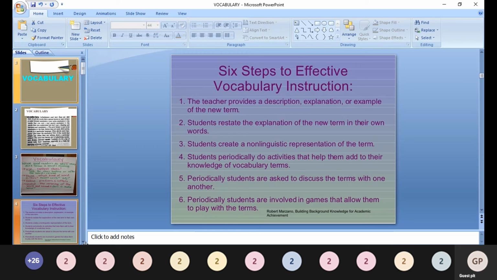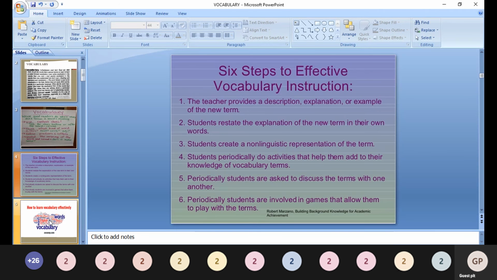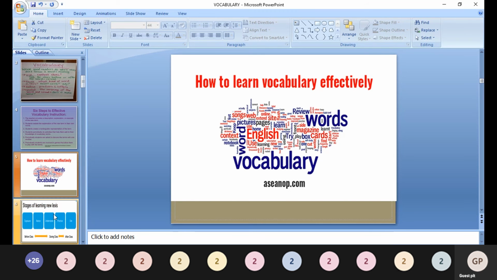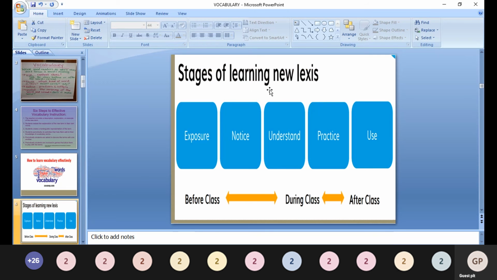Okay. Then, how to learn vocabulary effectively. Okay, so now we are going to look at how to learn words. See, there are different stages of learning new lexicons, which is vocabulary. Exposure. One. See, exposure is when you are exposed to the word, when you see the word, you're introduced to the new word. Okay, you're exposed to the new word.